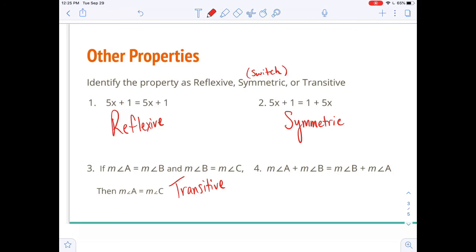Oh, and we have one more. A equals b, measure of angle A plus measure of angle B equals measure of angle B plus measure of angle A. I switched the order, so that must be symmetric.